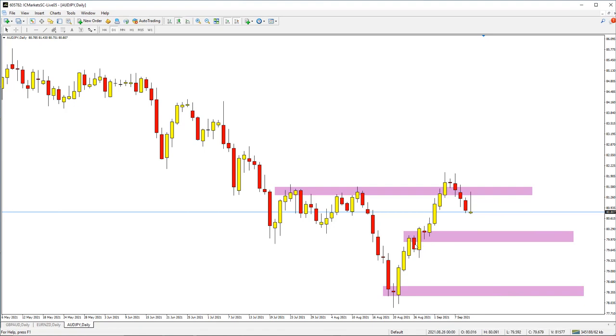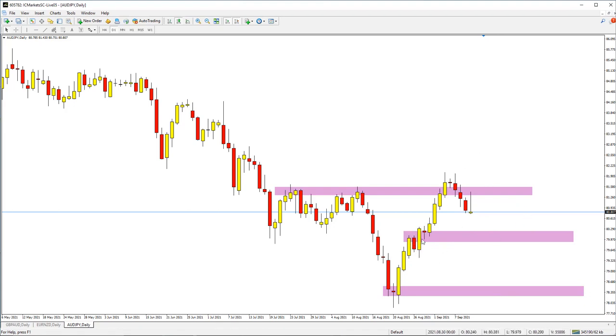What is this area? What zone is this? Based on a smaller time frame, rally base rally? Inside bar breakout, right? Rally base rally, inside bar breakout, right?